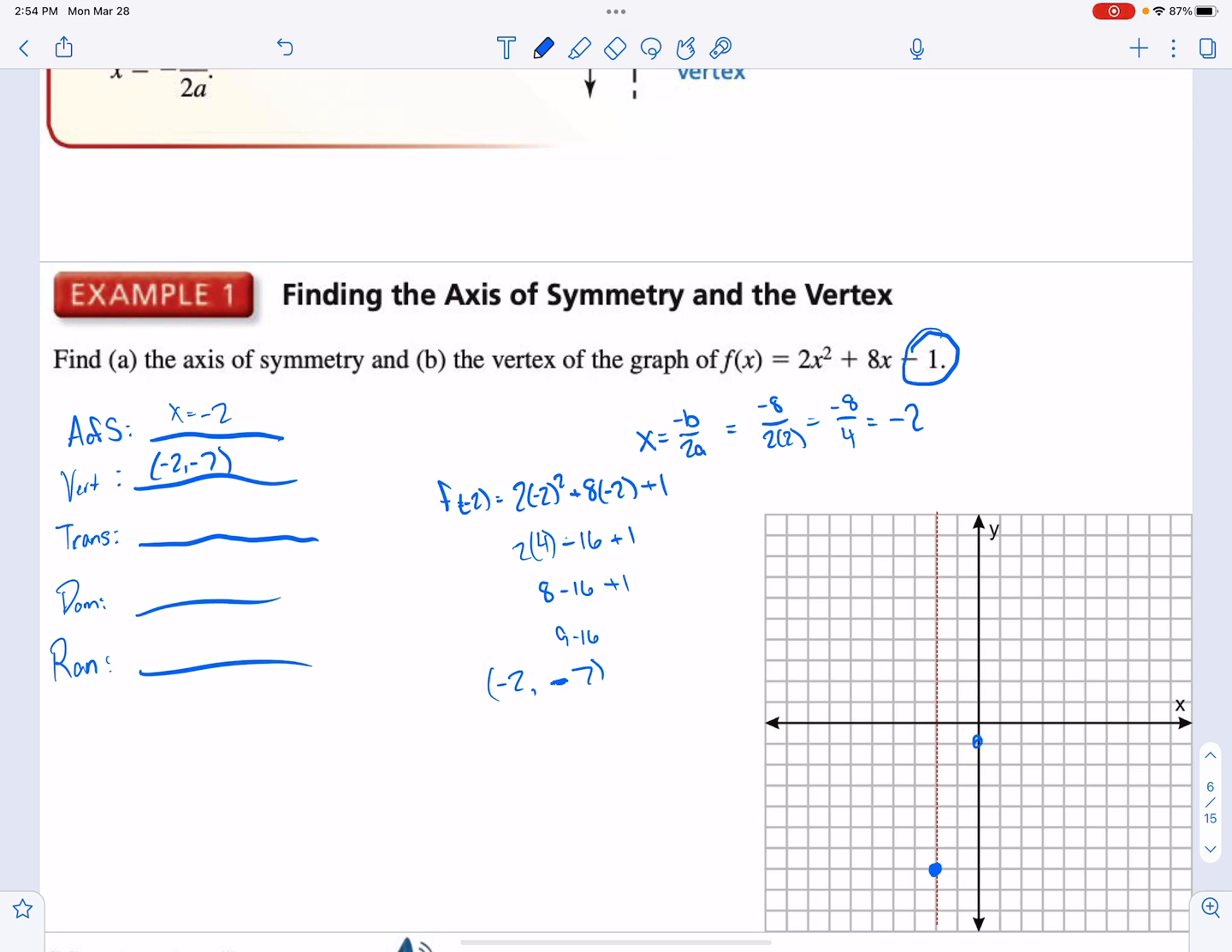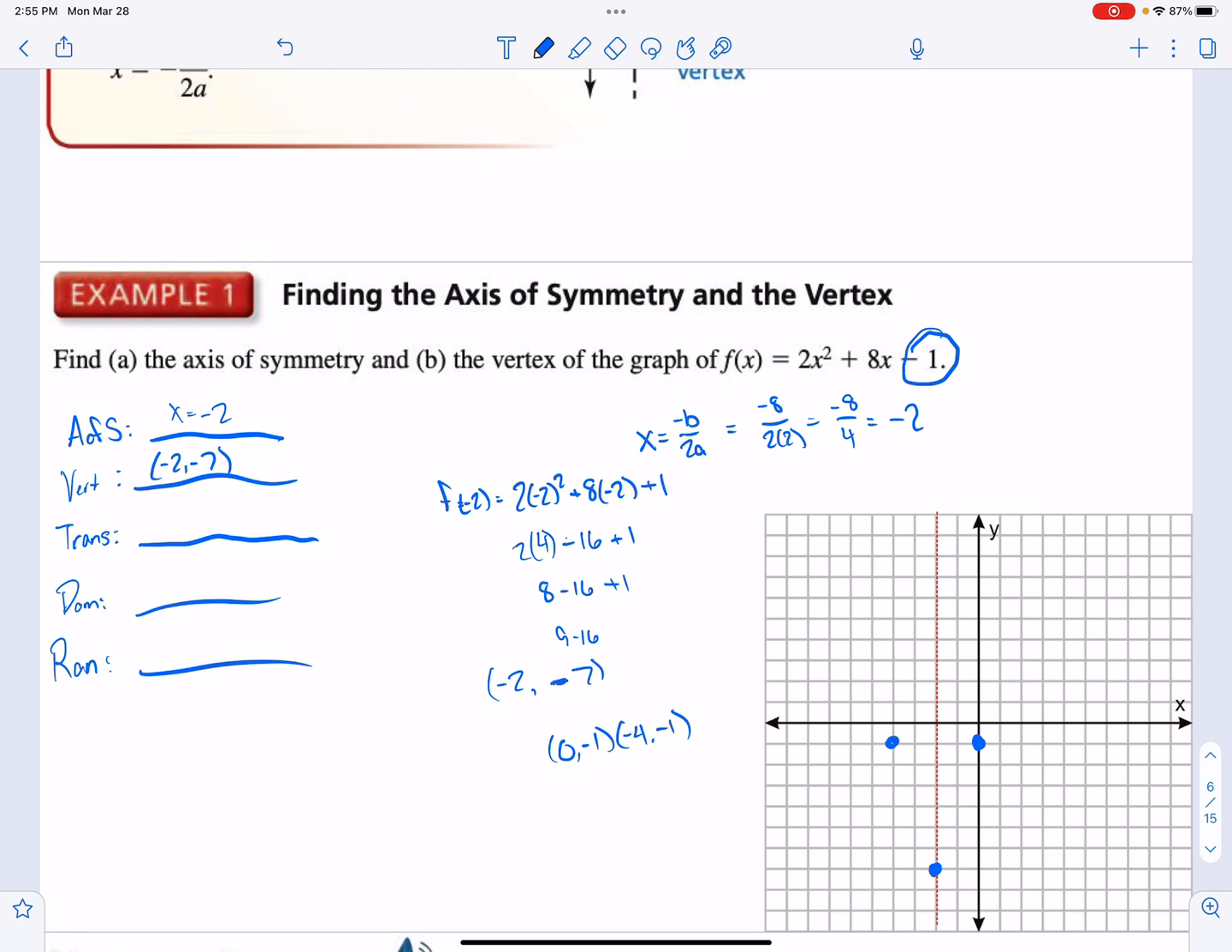So I can go plot that right now, and then I can, again, plot its reflection. So if I'm at 0, -1, 1, 2 away, I go 1, 2 the other way, and I plot that point. So I'm also at -4, -1. So 0, -1, and -4, -1 give me a point. Now this is sufficient. If there's only 3 points, that's fine, but we could plug in another point here pretty easily.